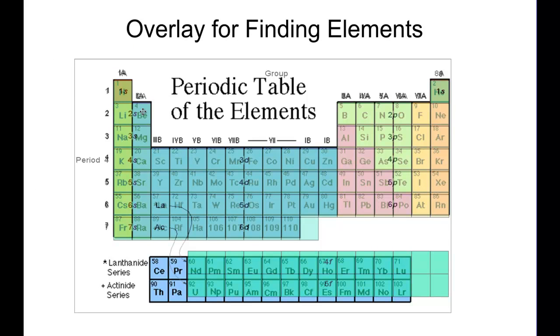Alright, so here I've overlaid the electron configuration periodic table with the regular periodic table. So we can start to see that if I have 1s and 1 electron, then I have hydrogen. If I have 1s and 2 electrons, I have helium, and so on. Alright, so when I want to write something, let me show you how to write these.